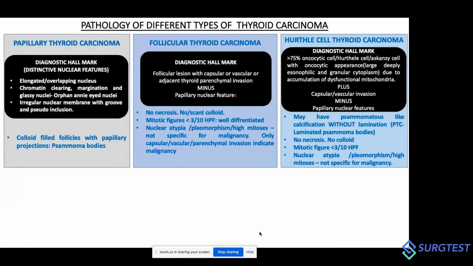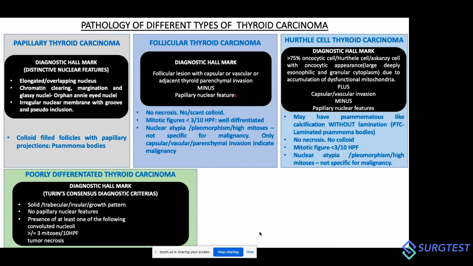Mitotic figure is again less than 3 because it is a well differentiated thyroid cancer. Again, like follicular thyroid carcinoma, if there is atypia, pleomorphism, or high mitosis, it is not specific for malignancy, it doesn't qualify it as a malignancy. Only capsular or vascular invasion qualifies them as a malignant follicular lesion. So the above three should be very clear, what is what in papillary, follicular and Hurthle cell carcinoma.